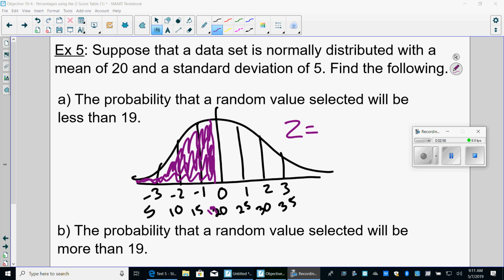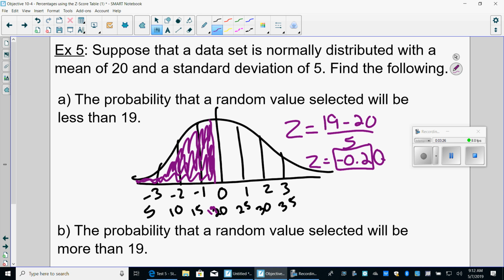How would I fill in the formula? 19 minus 20 divided by 5 is going to end up being what? Negative 0.2. Everybody agree? But I need it rounded to the nearest hundredth. So I need 2 decimal places. So what goes out there? A 0. Okay, if there's nothing else out there. So on our z-score table, we're going to be on the negative side. We're going to go down to negative 0.2, all the way at the bottom. And we're going to go across to 0, which is all the way on the other side.